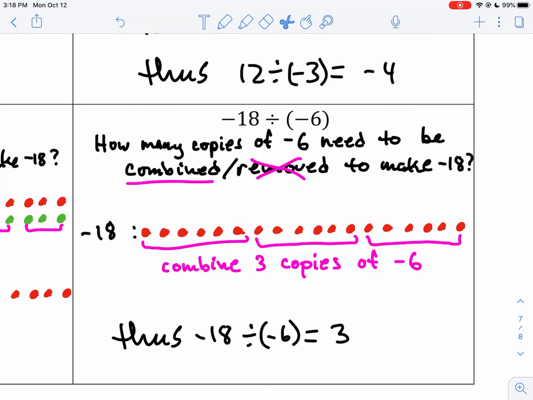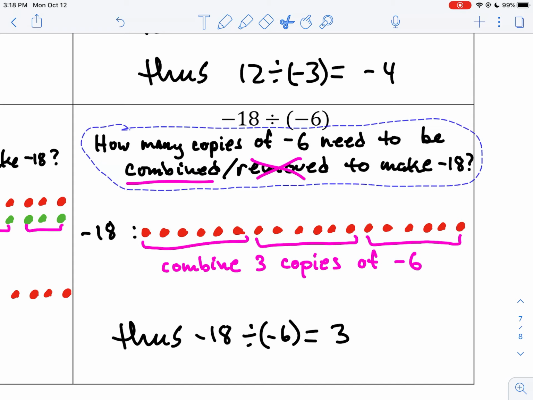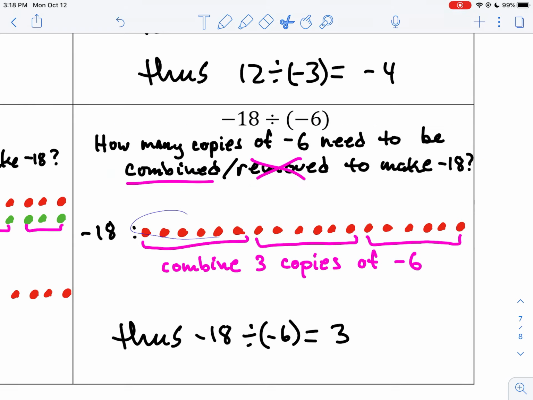And finally, negative 18 divided by negative 6. So how many copies of negative 6 need to be, well, if I'm starting with a negative amount, then I just need to copy it to stay a negative amount. So I don't need to remove copies of negative 6, I need to combine them. So the question is, how many copies of negative 6 need to be combined to make negative 18? Well, here's negative 18, and you can see that if you combine 3 copies of negative 6, you'll get negative 18. So the answer to this is 3, suggesting that you combine 3 copies of negative 6 and you will get negative 18.